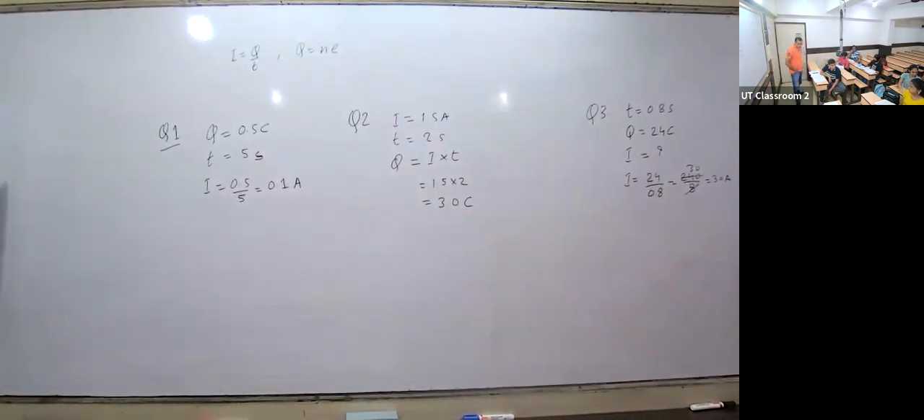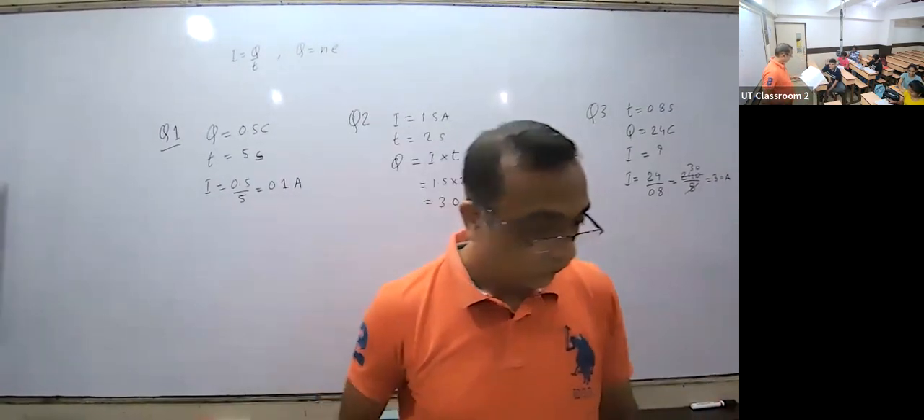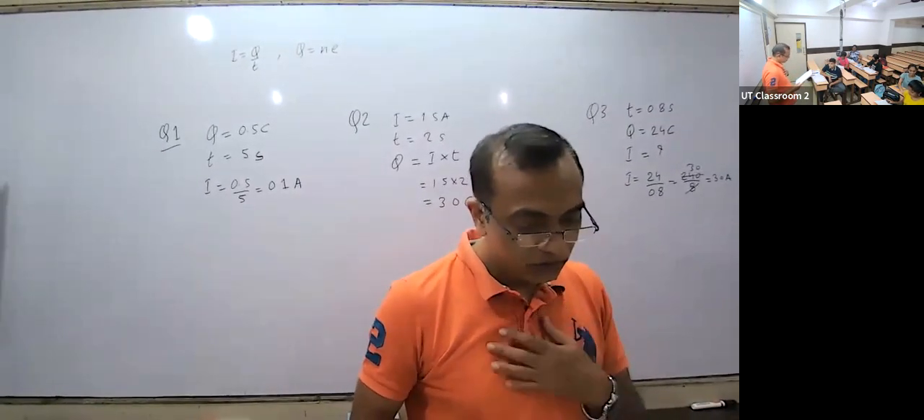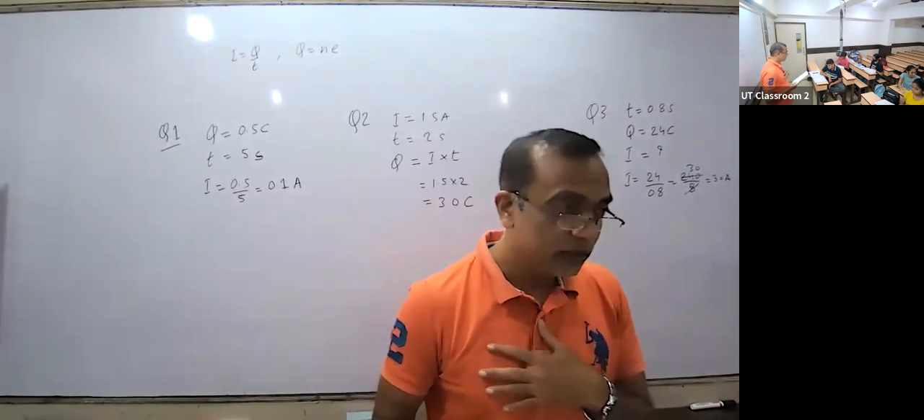Let's go, ask me a question, otherwise I will ask a question. So example 1: what is responsible for the flow of current through a metallic conductor and an electrolyte?